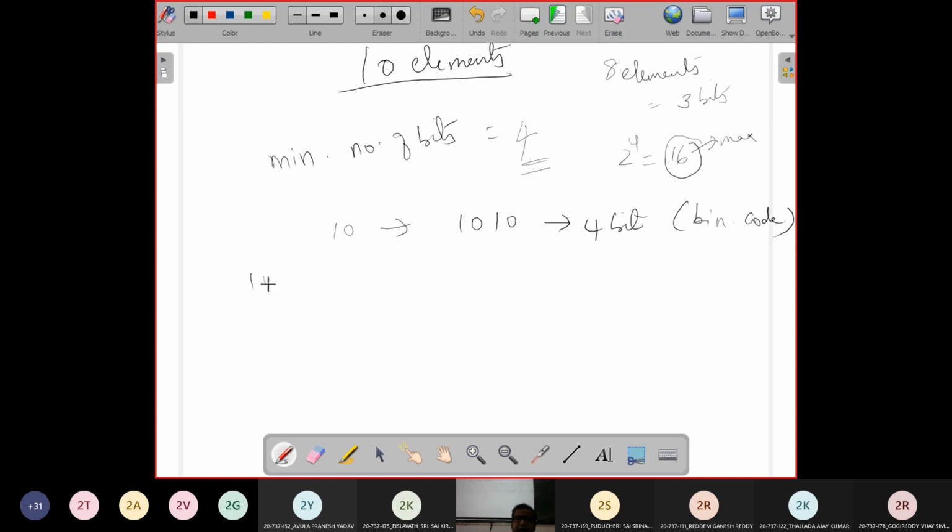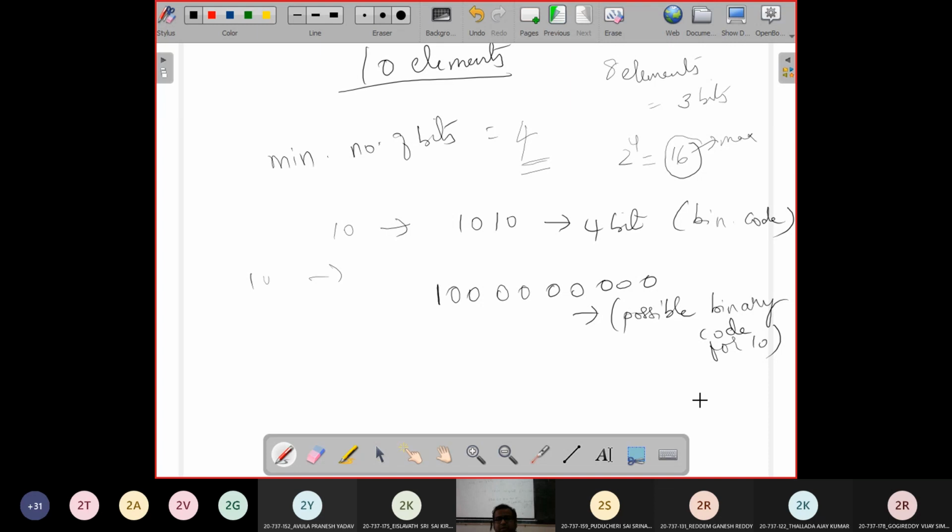For the same 10, I can use something like this: 0, 1, 2, 3, 4, 5, 6, 7, 8, 9, and 10. I make this bit as 1. So there is also a possible representation of 10. This is also a possible binary code for 10. Do you agree?